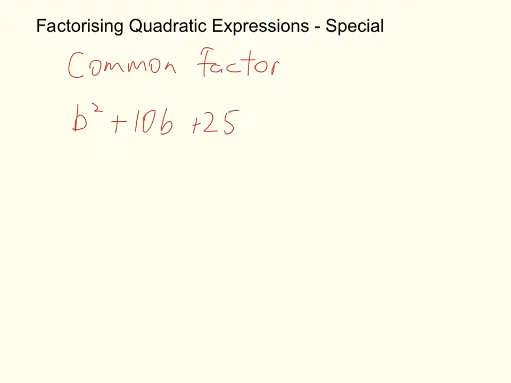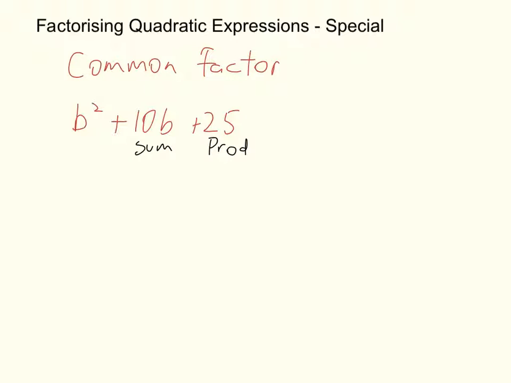But if we have something like this, b squared plus 10b plus 25, this is the type of method where we have three terms. Now we notice there's no common factor between all three, so we can't do our splitting up method or anything like that. So we are looking for terms that have a sum of 10 and a product of 25.